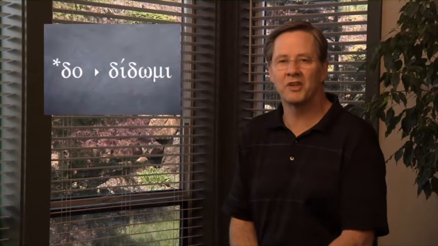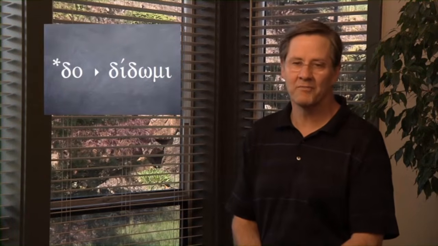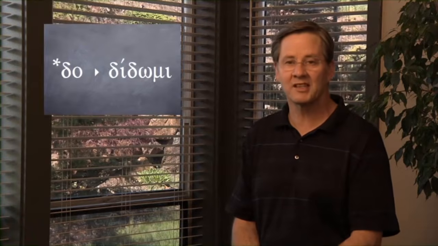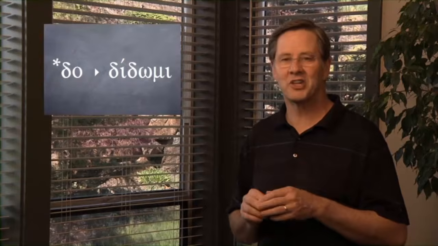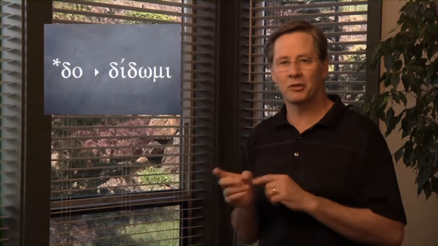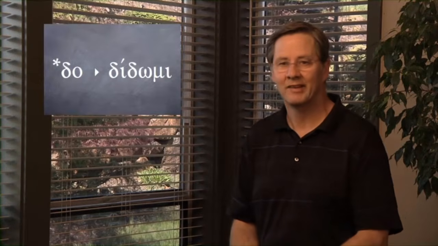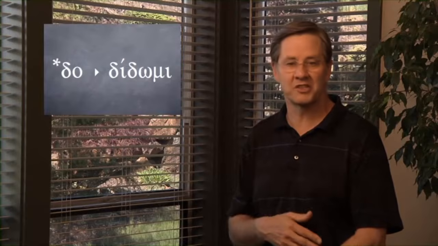So let's start with the form didomi. It comes from the root da, delta omicron, and the first person singular, present active indicative is didomi. Now, don't tell me what you don't know, tell me what you do know, okay? Where does the root da show up in didomi? Well, there's no delta omicron anywhere, but you already know that vowels can change their length, right?